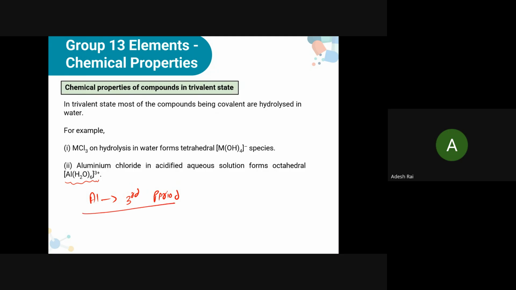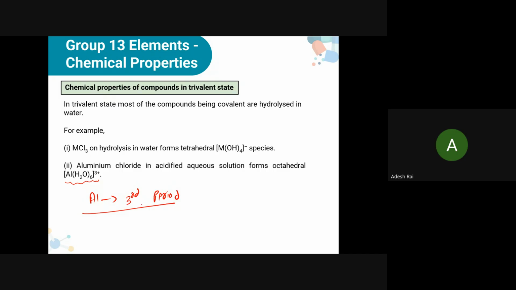Why? Because it is a third period element. It can show expanded octet. So it can form more than 4 bonds. It can have more covalency than 4. Understood? Just a minute. This hydrolysis point, let me write it over here.